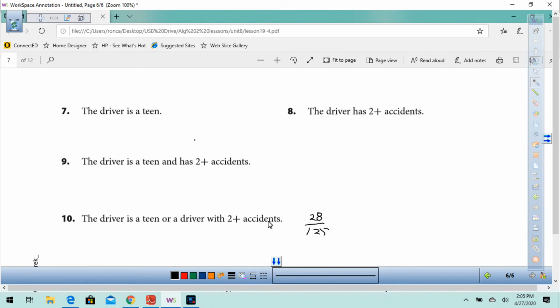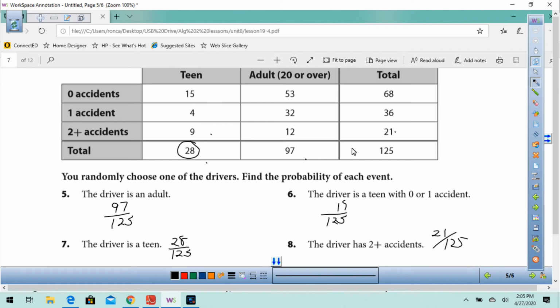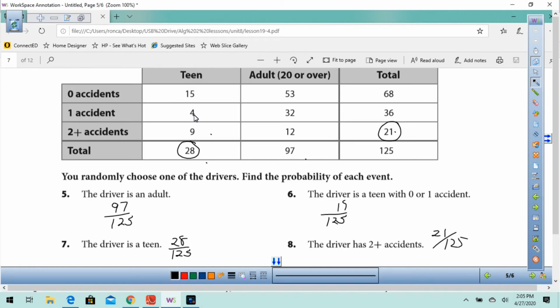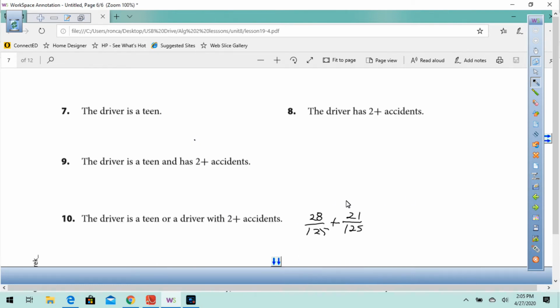Or a driver with 2 plus accidents. Well, how many drivers with 2 plus accidents? There's 21. So plus 21 over 125. Now, were there any that were both? Yes. You got 9 here. That's a teen and 2 plus accidents. So we can't count that twice. So let's subtract that out.